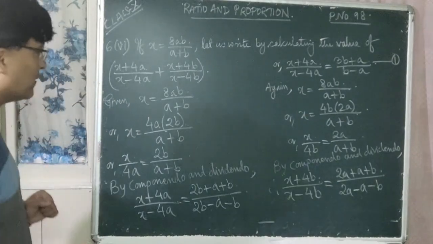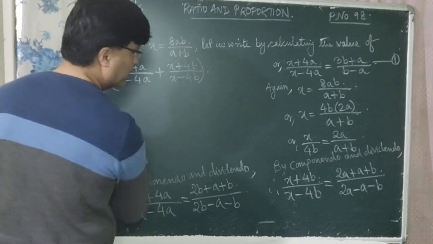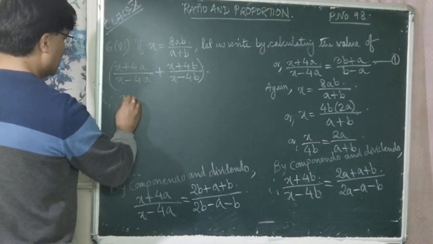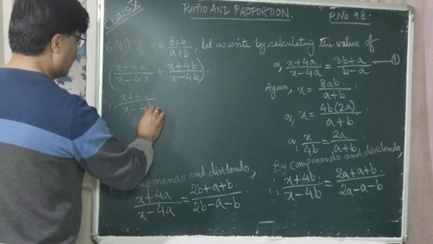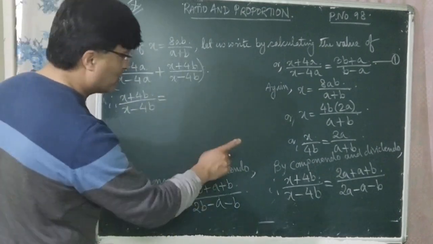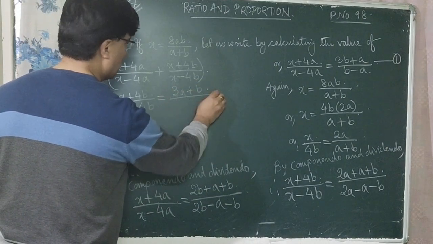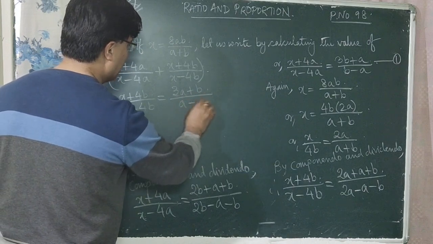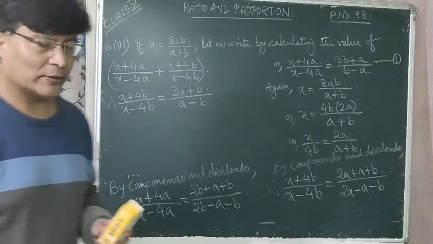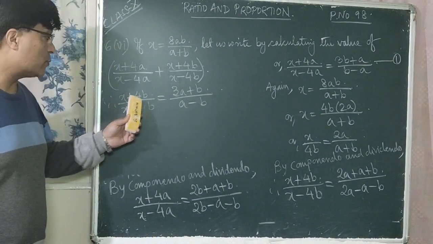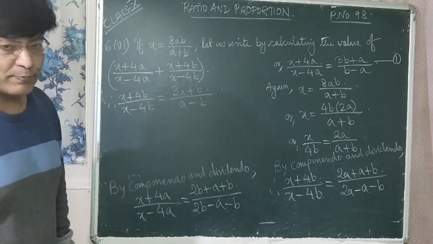So let us find out the value for x plus 4b upon x minus 4b. Therefore x plus 4b upon x minus 4b is equal to, what is this value now? 2a plus a is 3a plus b, whole divided by 2a minus a is a minus b. So I think I've understood it. Okay, so we have got the value for x plus 4b upon x minus 4b is equal to 3a plus b upon a minus b.